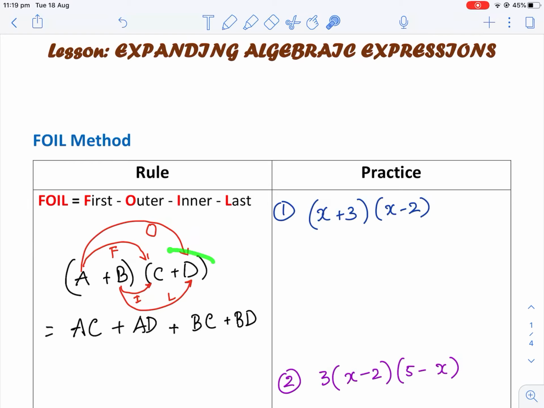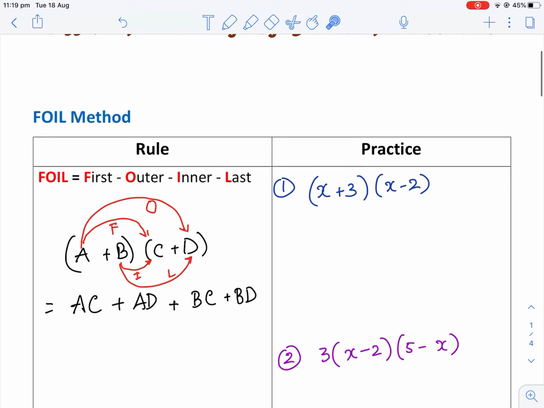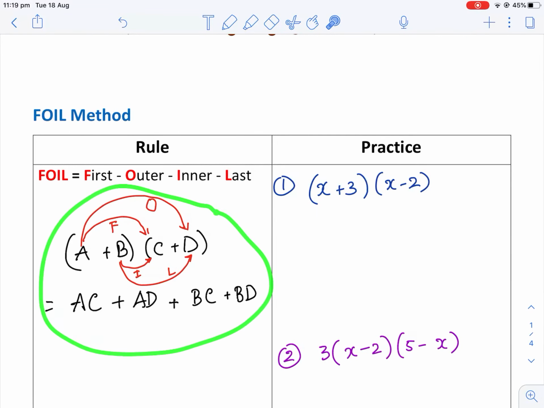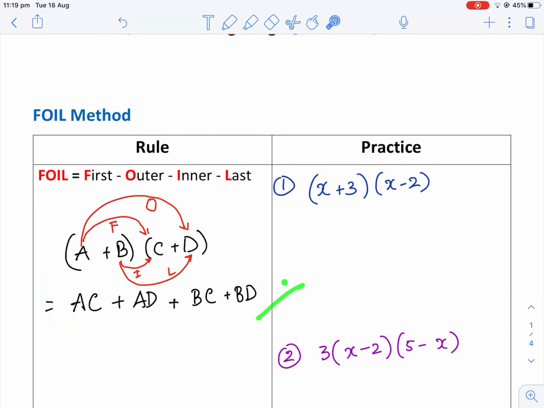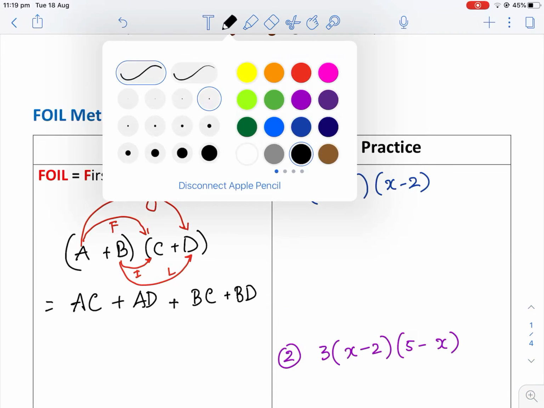So this expression with two brackets has been expanded to this one with no bracket. That's what we call expanding brackets. And the method we used is the FOIL method. Now we're going to use this method to do some of the expressions in this column. The first one is this.